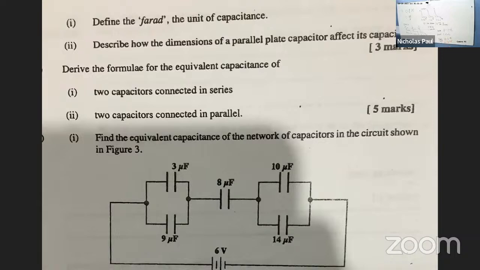All right, so you can see that the cross-sectional area of the plate is directly related to the capacitance, and the separation of the plates is inversely related to the capacitance. Maybe I'm going to write it.